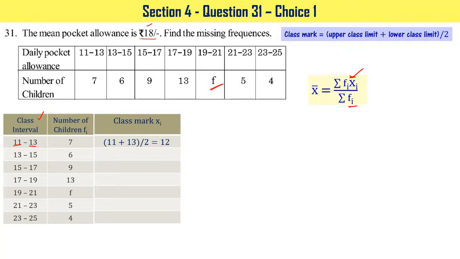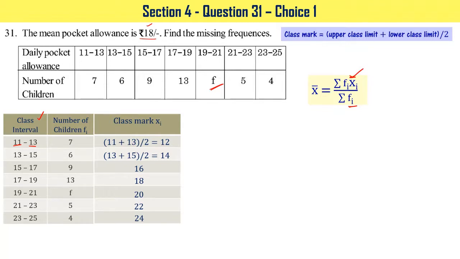Similarly, for the next class, it is 13 plus 15 divided by 2, that is equal to 14. For the next class, it is 16. For the next class, it is 18. For the next class, it is 20. Next class, it is 22. And for the last class, it is 24.